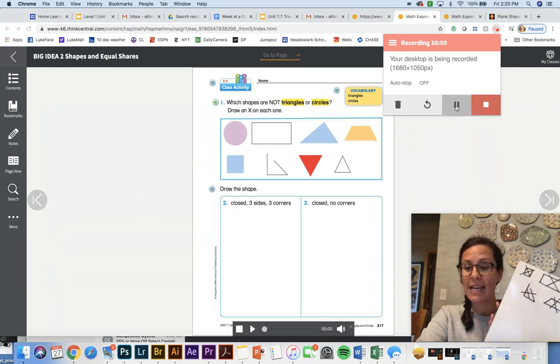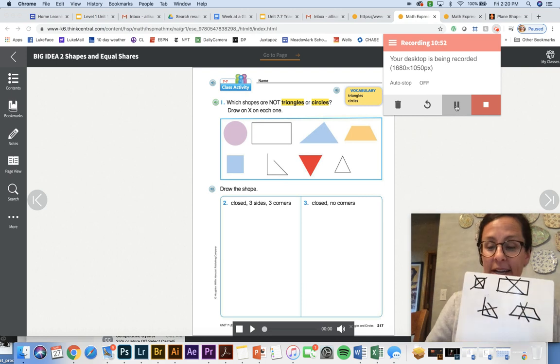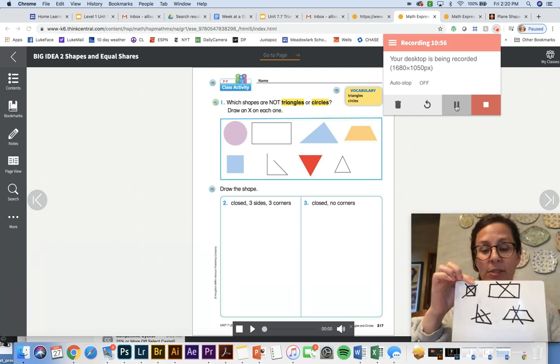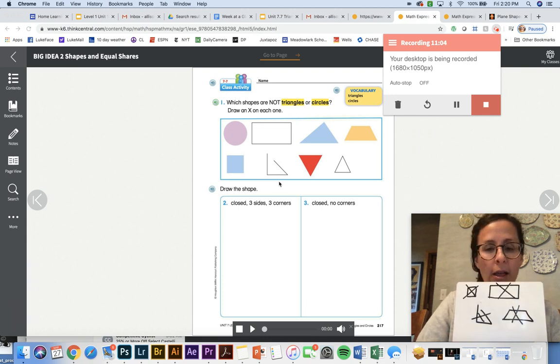All right, so I'll go ahead and show my work right here, and hopefully you got the same answers as well. This was not a triangle or a circle. This was not a triangle or a circle. This one right here, you might say, ooh, this looks close to a triangle, but is it a closed shape? Not so much. And this one right here, I did an X through that one as well.